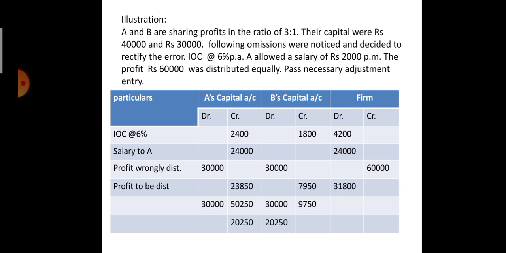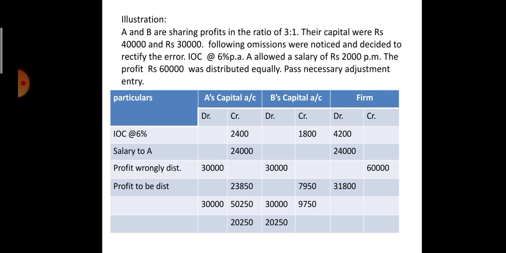Following omissions were noticed. The first omission was interest on capital at the rate of 6% was not allowed. Then A was allowed a salary of 2,000 rupees per month. That means in the full year it was 24,000 rupees. And the profit of rupees 60,000 was distributed equally. Now this was also wrong. Profits were to be distributed in the ratio of 3:1. Instead of that, it was distributed 1:1 equally. So make the correction.